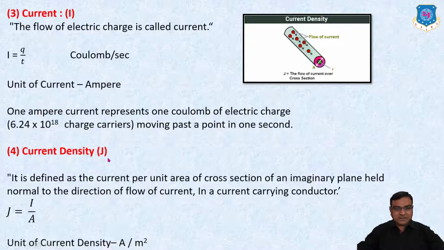Current density J is defined as the current per unit area of cross section of an imaginary plane held normal to the direction of flow of current in a current carrying conductor. So J is equal to I by A, and the unit of current density is ampere per meter square.